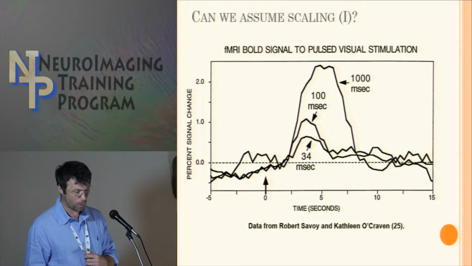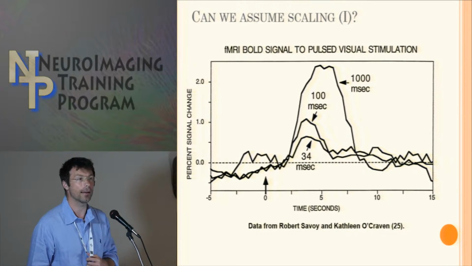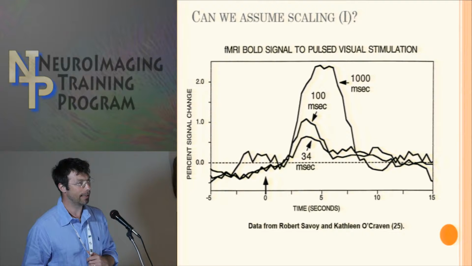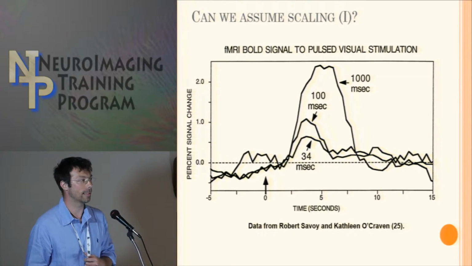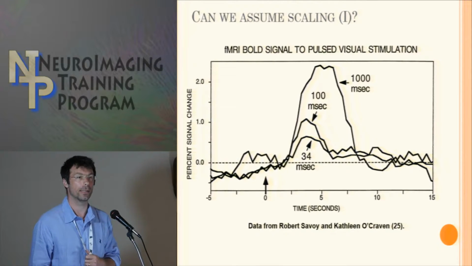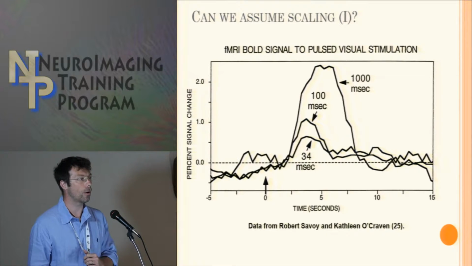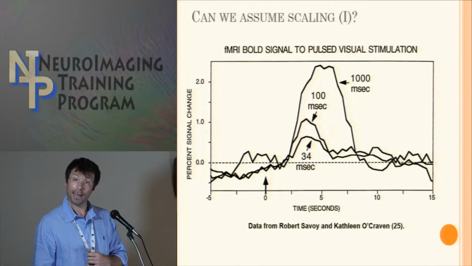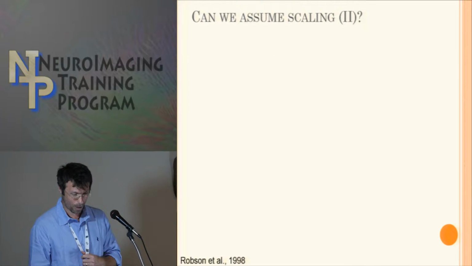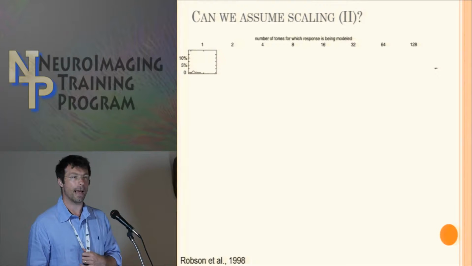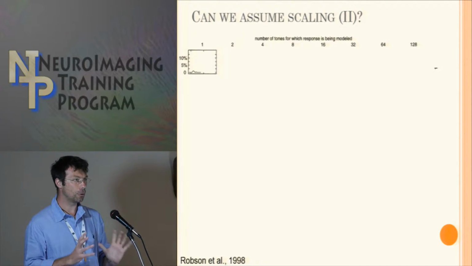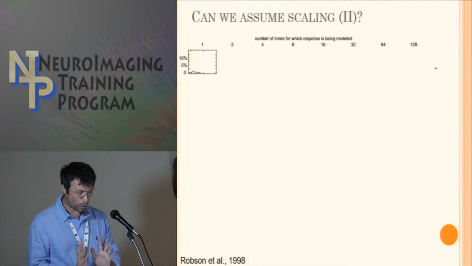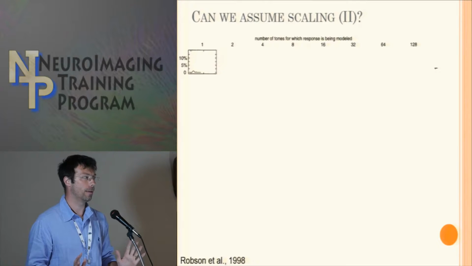And here's a beautiful demonstration. This is data from Bob Savoy, and this was just a visual stimulation. You can see these three lines are the visual response. The arrow indicates the onset of the stimulation. This is the HRF, the BOLD response to 34 milliseconds of stimulation, to 100 milliseconds, to 1 second. And it suffices to look at this to know the system is not scaling in a nice, obvious linear fashion. It does scale, just not quite linearly.